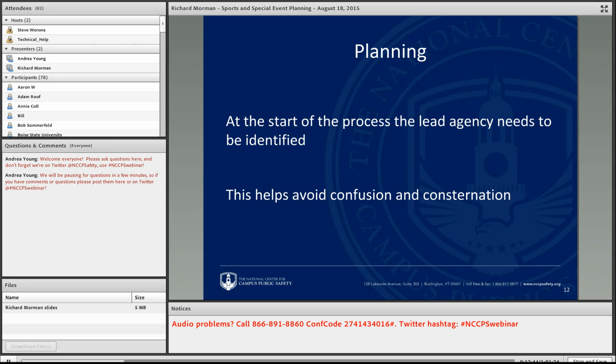The important thing is that once this team is together, there needs to be a consensus. And consensus doesn't necessarily mean there's 100% agreement on who the lead agency is, but it's imperative that the lead agency or lead individuals be identified at the start of the planning process.